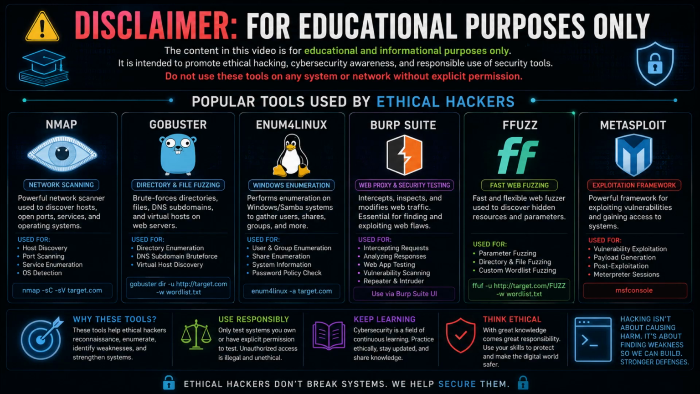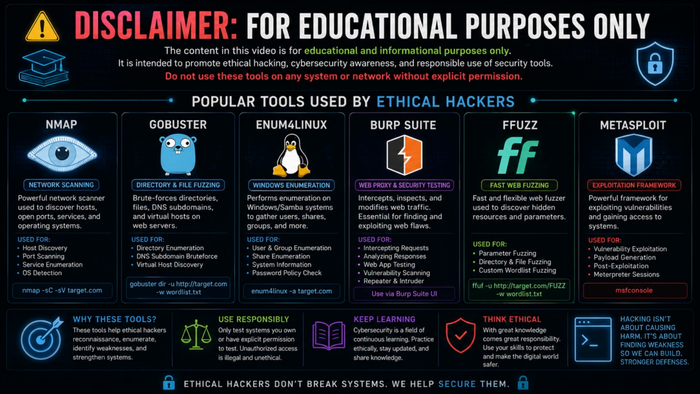Now, we have discussed enumeration. You may be wondering what tools are used in the real world by pen testers to assess systems. Let's take a look at how 3 of these 7 popular enumeration tools can be used during a pen test. This is for educational purposes only, and all demonstrations in this video are done in a controlled environment.